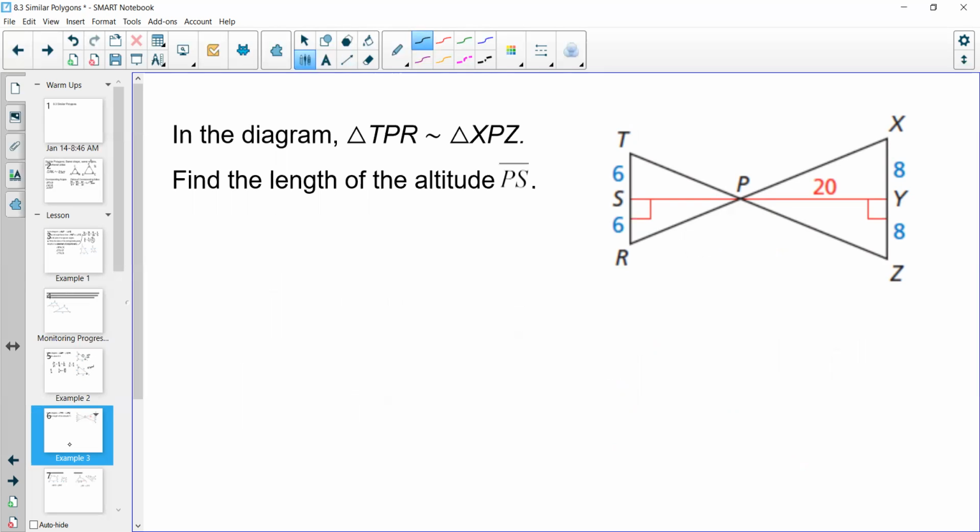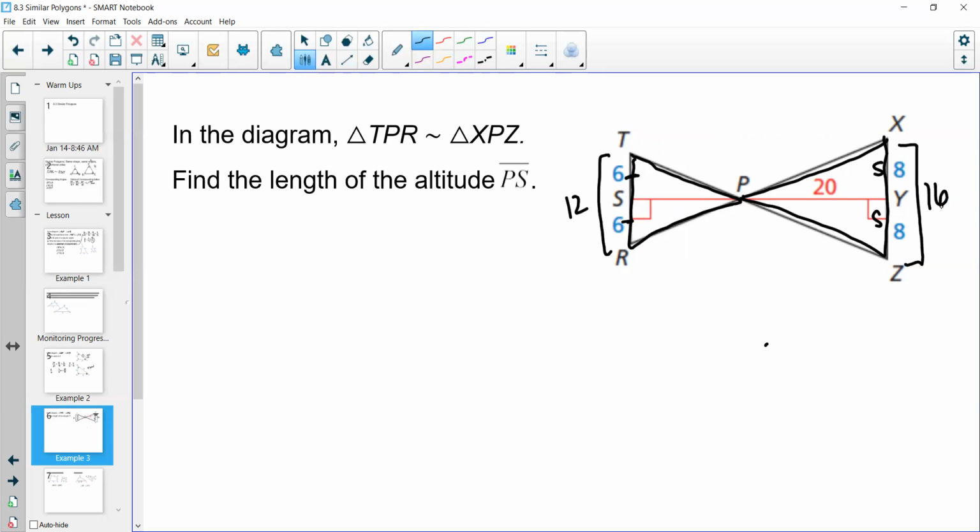Well, we know that these two triangles are actually similar. So when we talk about the triangles, we're talking about this triangle PRS and the triangle XPZ. So if they're similar, what that means is that this length is similar to this length, and this length is similar to this length. And then we can use that proportionality to then determine what this is, because those altitudes should also be proportional. So if I know that this distance here, or that T to R, is 12, and I know that this distance from X to Z is 16, I know that we can find that ratio there.